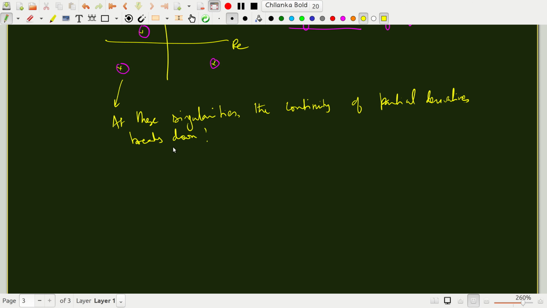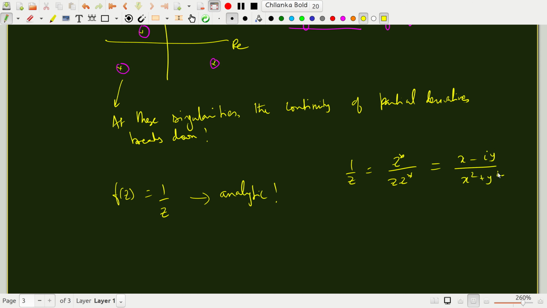So let's say you have a function 1 over z. Just by visual inspection, you would think that it is analytic because it's a function only of z. You may say, well, what is the issue? How do you know that it has a singularity? Now, think of 1 over z as z star by z z star, multiplying and dividing by z star, which is x minus iy by x squared plus y squared. So you have u of x, y as x by x squared plus y squared, and v of x, y is equal to minus y by x squared plus y squared.